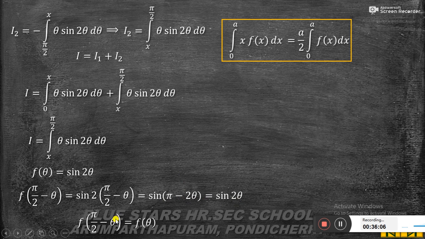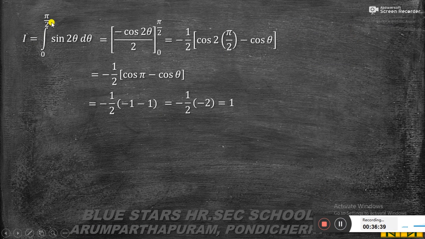Therefore sin 2 theta is f of theta. Therefore f of pi by 2 minus theta equals f of theta. Both the functions are the same. So when both the functions are the same, we take this property, that is f of a minus x equals f of x. Both the answers are the same, then only we will take this result. So here also f of pi by 2 minus theta equals f of theta. So we take this integral.